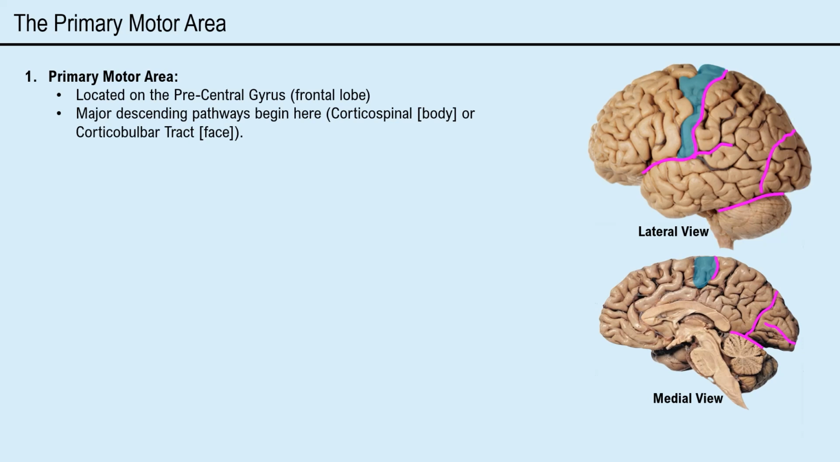These are motor pathways for the body, such as the corticospinal pathway, or for the face, as in the corticobulbar pathway. All of these descending pathways are termed contralateral. That means the left cerebral hemisphere controls the right side of the body, and the right cerebral hemisphere controls the left side of the body. You do not need to know why this happens, you just need to accept that this is what happens.